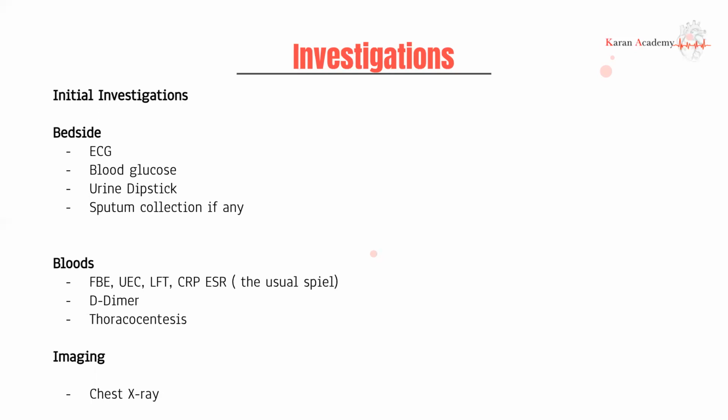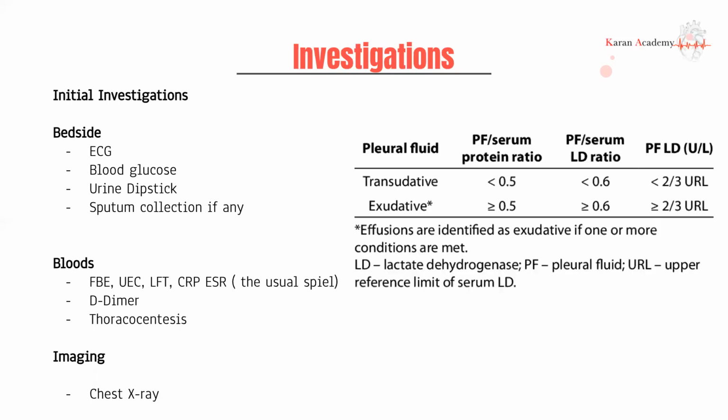And then with imaging, you can do a chest X-ray. The typical finding seen on chest X-ray is going to be blunting of the costodiaphragmatic angles. And we have a few pictures of that soon. Before that, I want to talk to you about the Light's criteria for pleural effusions. Now, what is the Light's criteria and why should you care about this? The Light's criteria is used to differentiate transudative from exudative causes of pleural effusions.